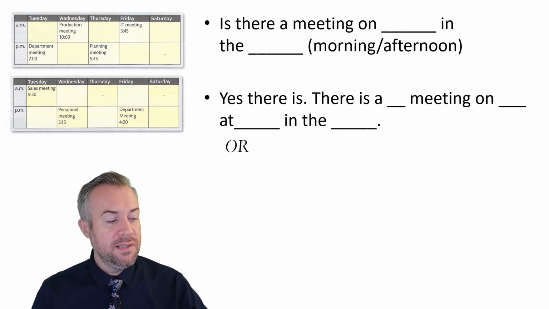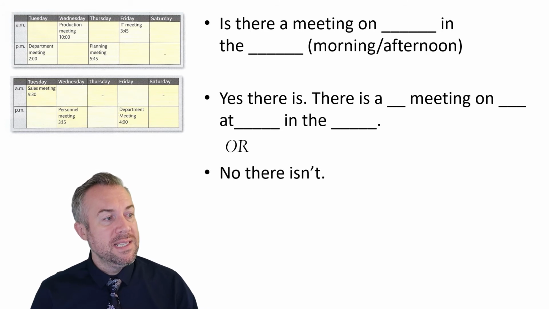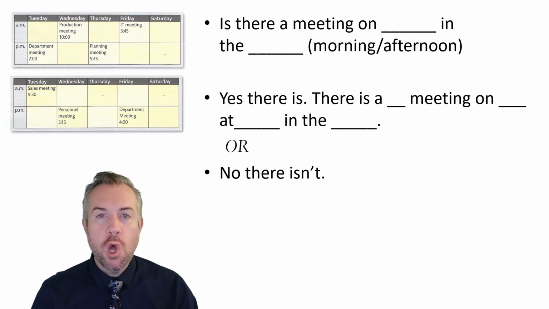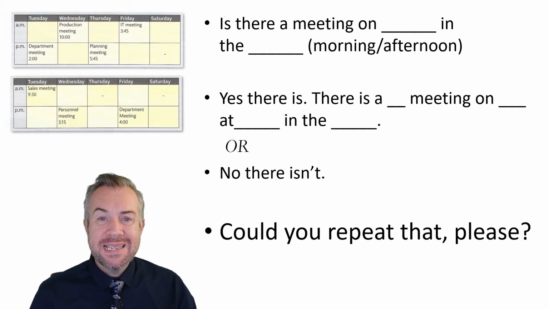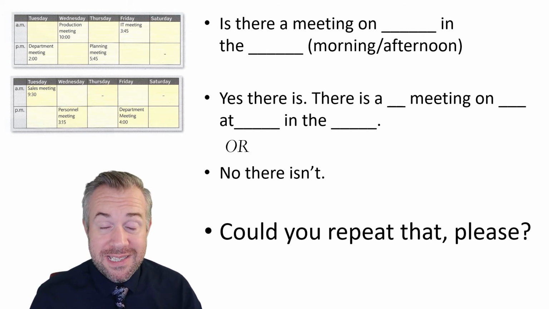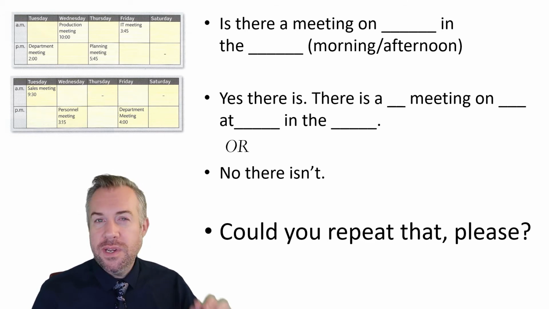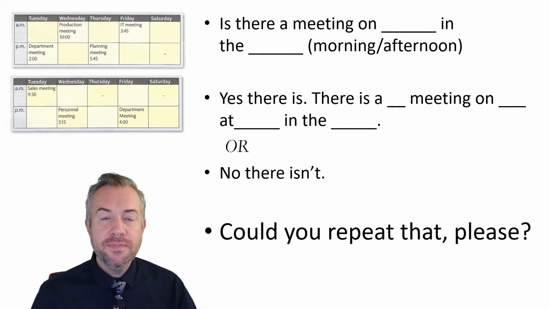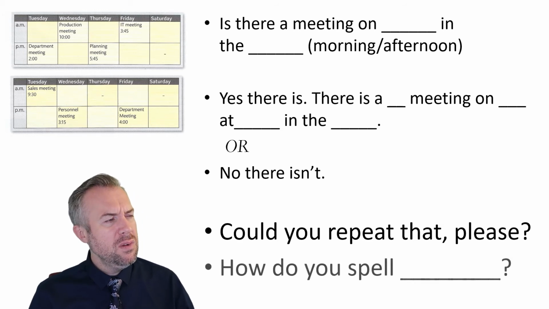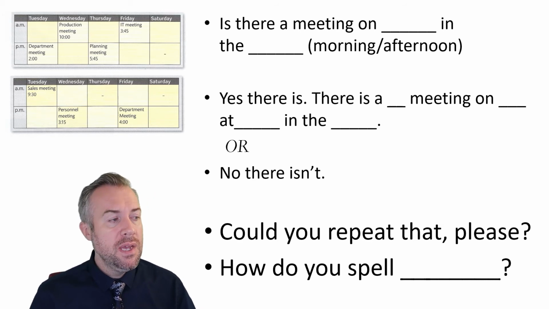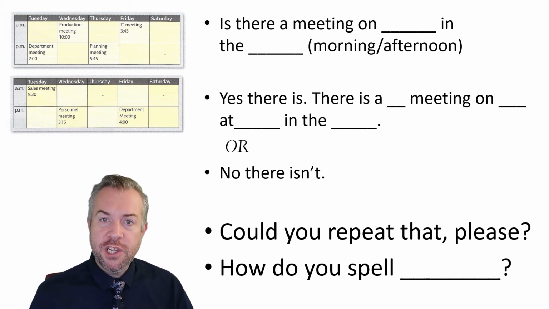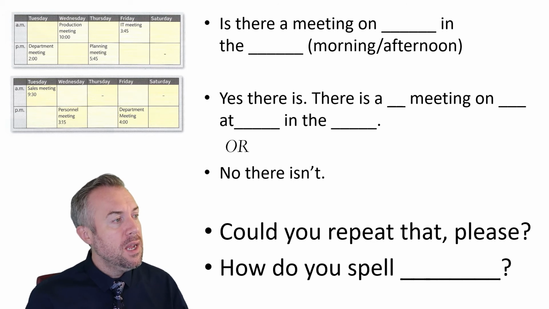If it is a no answer, for example, Saturday morning, is there a meeting on Saturday in the morning? No, there isn't. This is the structure we will be using. If you are practicing with a partner, the question, could you repeat that please, is always useful if you didn't quite catch the answer. And there's also, how do you spell? Maybe you don't know the spelling of that meeting. How do you spell personnel? How do you spell production?